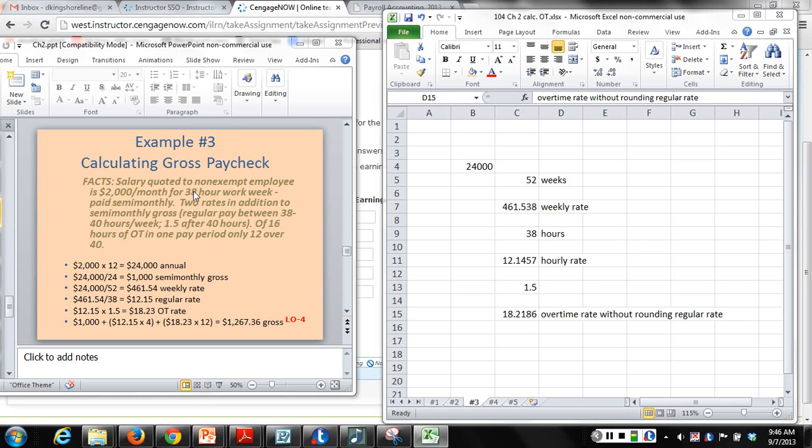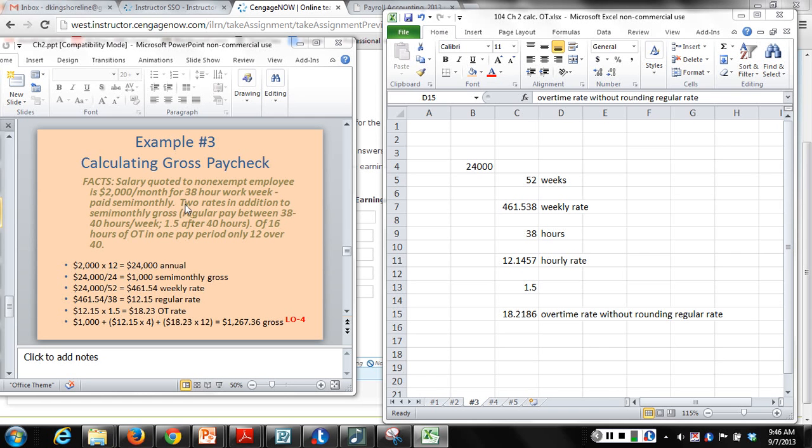We have a non-exempt employee, so we know we worry about overtime. They're paid $2,000 a month, but the agreement is not for a 40-hour week. The agreement is you only have to work 38 hours a week, and you get $2,000 a month when you do that. That's the deal, so keep that in mind as we go forward.